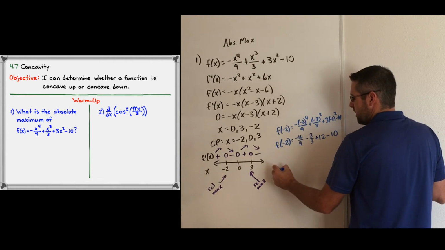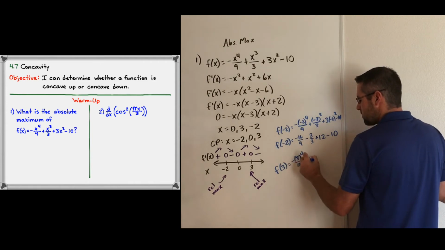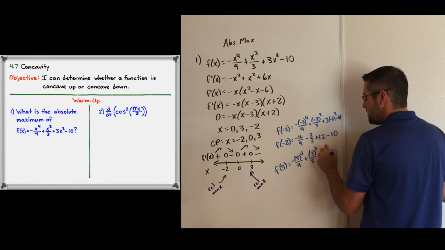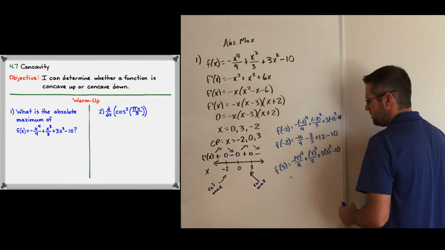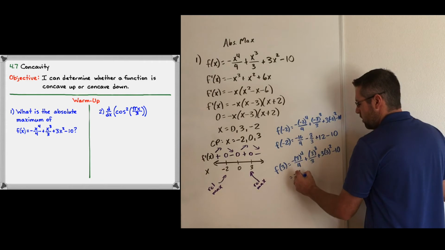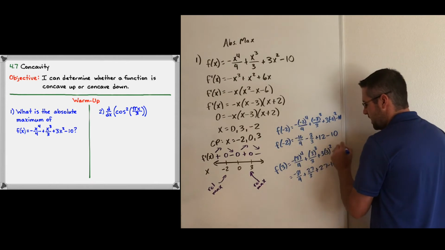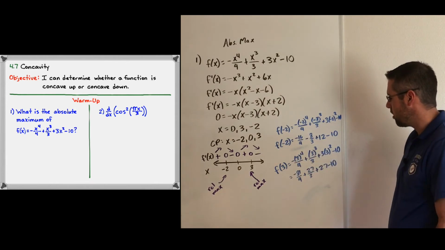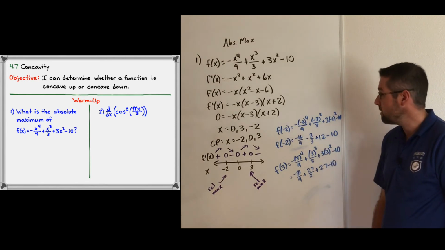And then simplifying f of 3, figuring out what f of 3 is, that's going to be 3 to the fourth over 4 plus 3 to the third over 3 plus 3 times 3 squared and then minus 10. And that'll simplify to negative 81 over 4 plus 27 over 3 plus 27 minus 10. Once you know what f of negative 2 and f of 3 are, you can simplify those, and whichever one ends up being the higher value ends up being your absolute maximum.